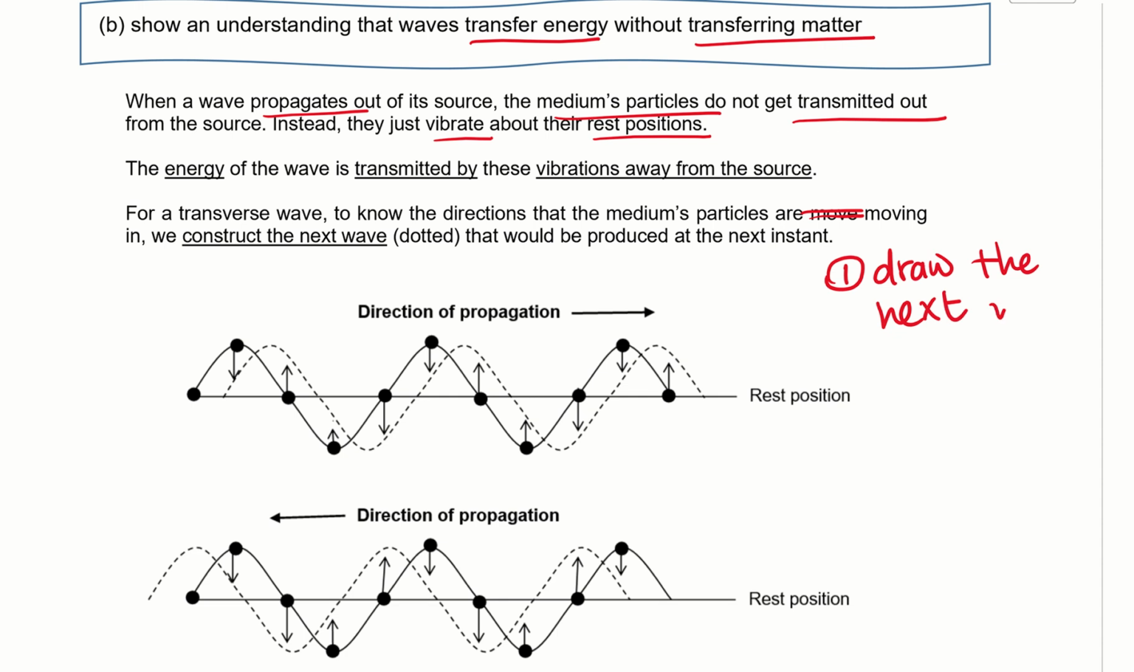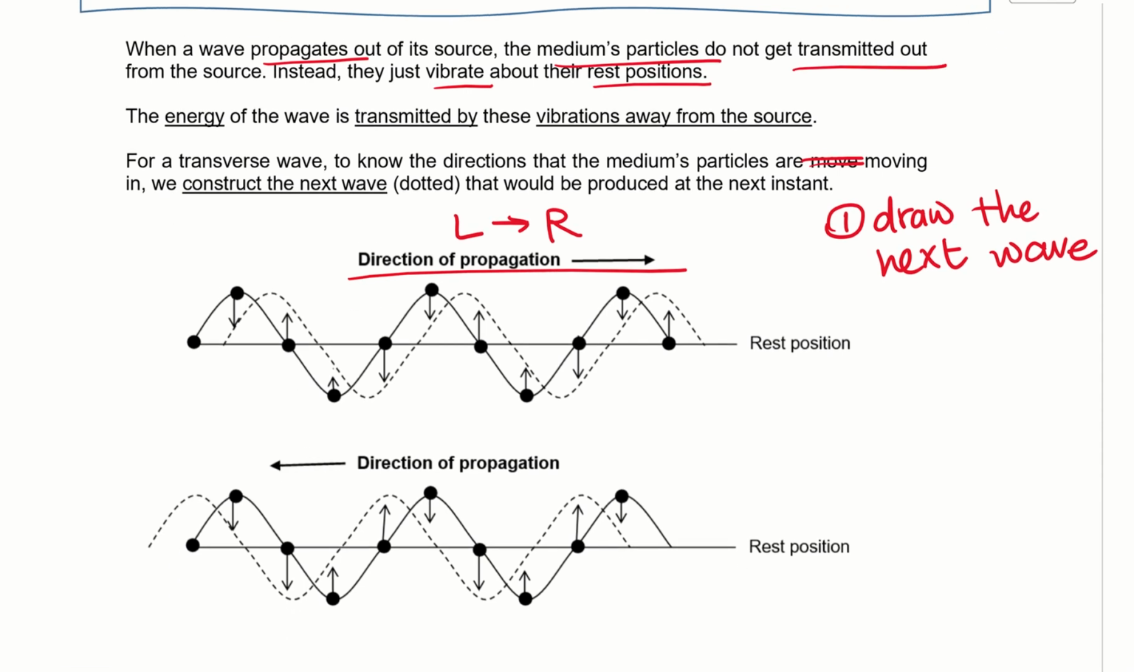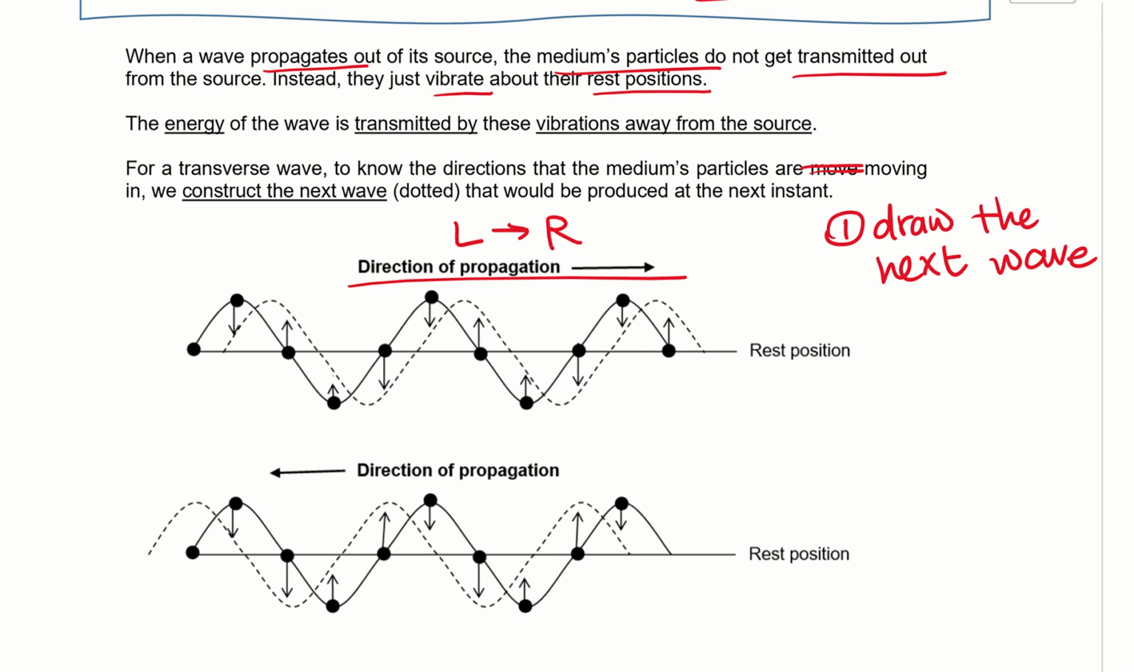How do we know the wave direction? Usually the question will give it. So in this case, the direction of propagation is from the left to the right. So I will need to draw the next wave slightly on the right of the original. In this example, the next wave is drawn as a dotted line. So this is the first step.